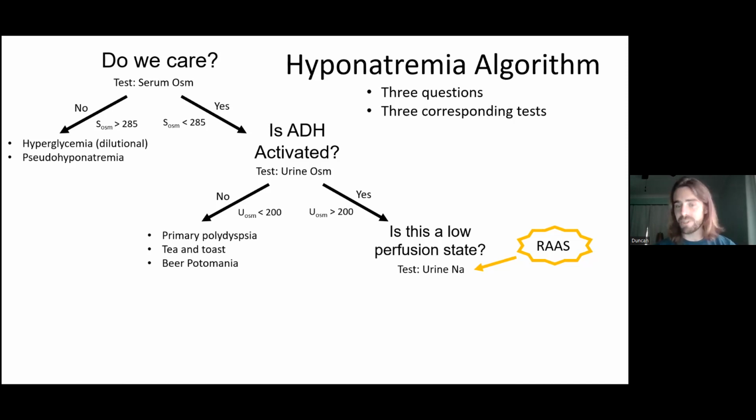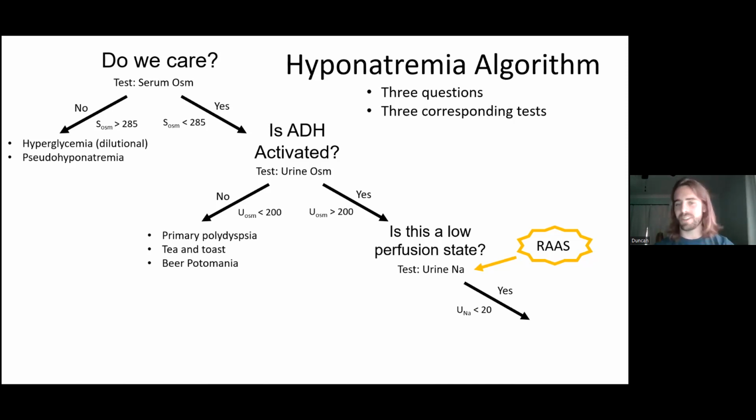And so that's why we check the urine sodium, because aldosterone, at the final stage of the nephron as well, is going to be resorbing sodium if the RAS system is activated. And so we would expect a low urine sodium, indicating that the kidneys are really trying to hold on to volume. And so a lot of the patients that we will see, we're at this final stage and we're trying to figure out, is this a low perfusion state?